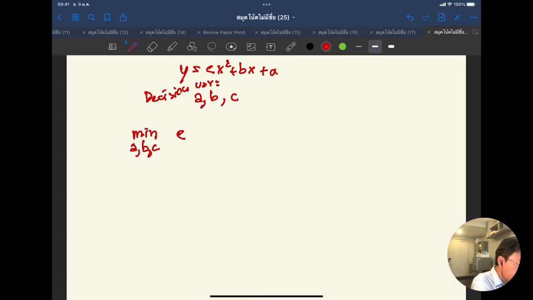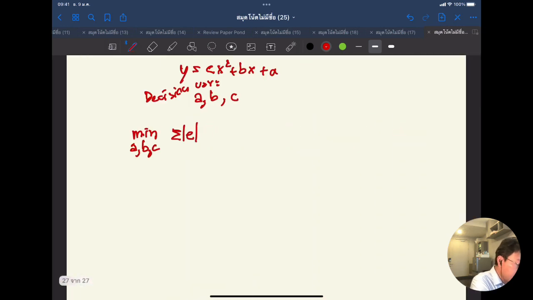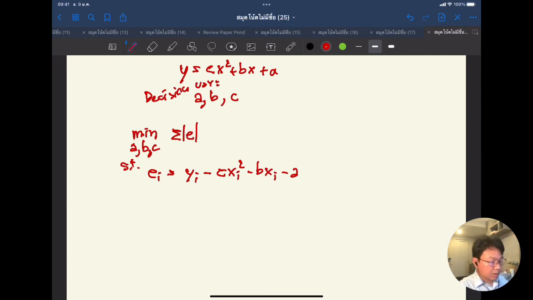Have summation of absolute E. That will be better. And what about E? Ei is yi subtract by c xi square, plus, no, not plus, minus. We have negative. Okay, minus b x, minus a.